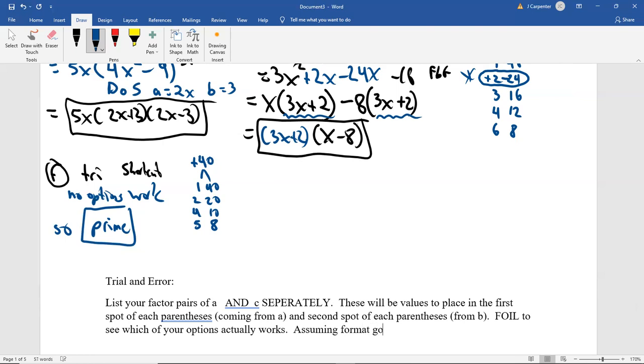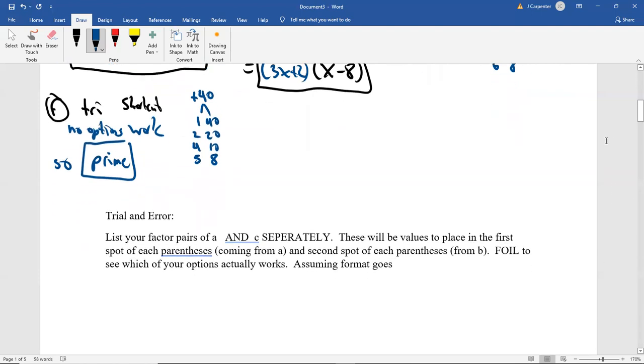Assuming the format goes number times x plus or minus some number, then times a number times x plus or minus. You know what? This looks silly. It's going to look something like that. A binomial times a binomial. You won't have a plus and a minus. It's one or the other. But then there's numbers that go in front of the x's and numbers that go at the end.